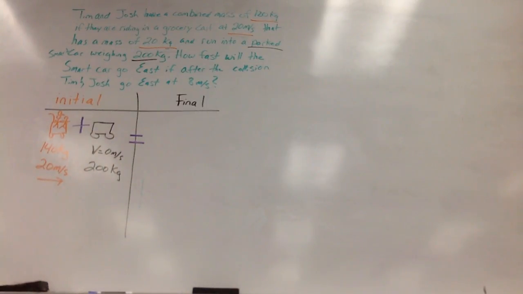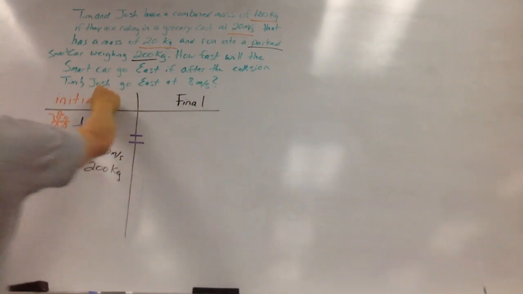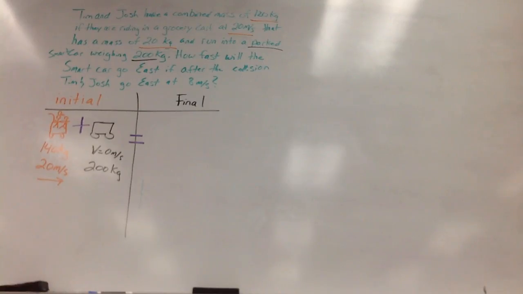So let's see how many pictures we have on our final to see what it equals. How fast will the smart car go east if after the collision Tim and Josh go east at 8 meters per second? Okay? So notice it gives us a velocity of Tim and Josh, but it wants us to find the velocity of the car. So that means they're not going together. Nowhere does it say they get entangled or that you should add their masses. It doesn't say that they are moving as one unit, and so we have to draw two different pictures.